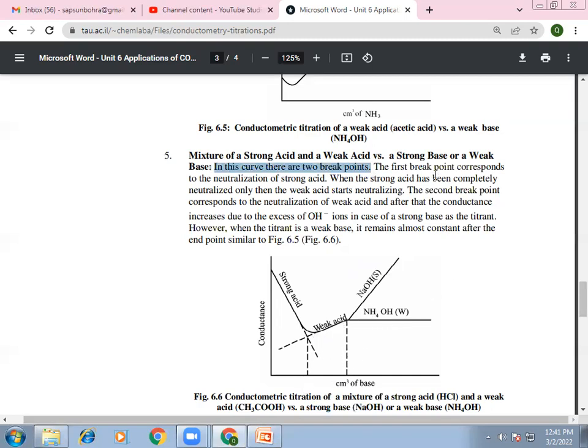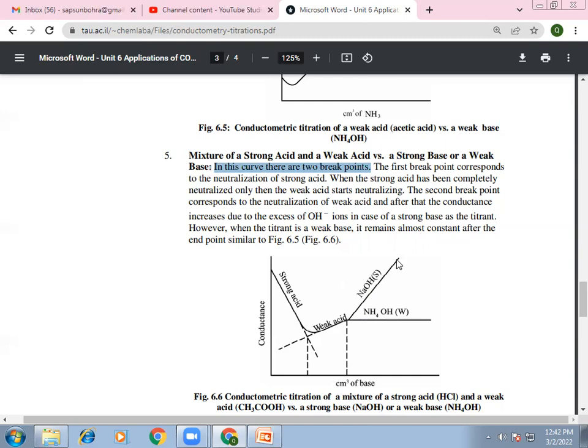The first breakpoint corresponds to neutralization of the strong acid. जब भी strong acid completely neutralize होगा, only then the weak acid will start neutralizing. Okay, तो second break point जो है, that corresponds to neutralization of weak acid, and after that the conductance increases because of excess of NaOH, because of excess of OH minus ions.